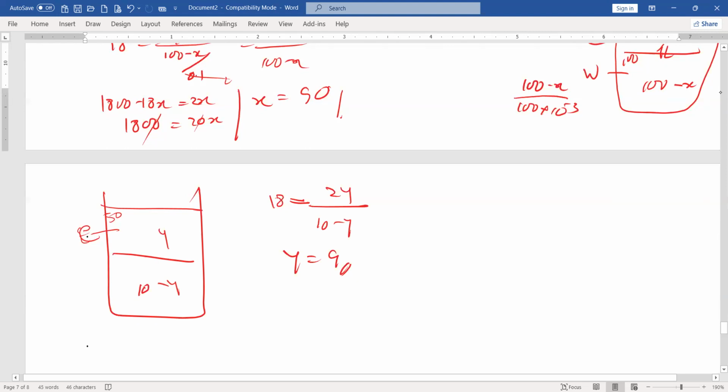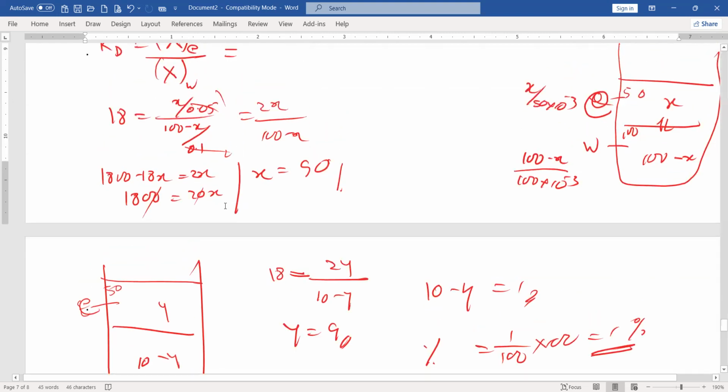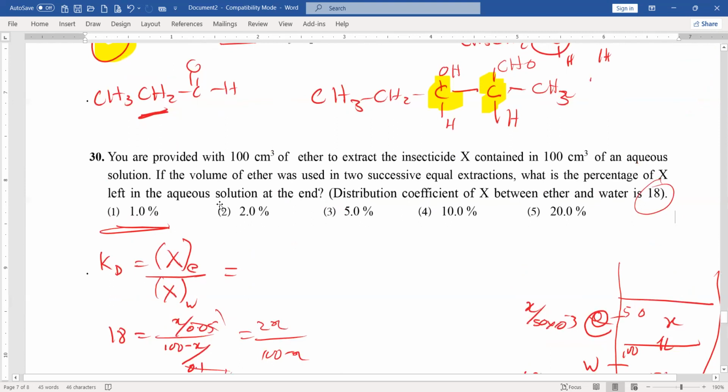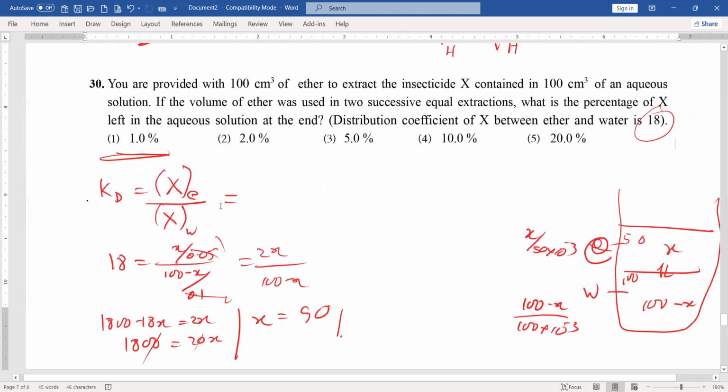So 9. And then the remaining amount is 10 minus y. 10 minus y equals 1. That is 1 out of 100. Therefore, the percentage remaining is 1 over 100, where 100 is the initial amount we took, times 100. So it is 1%. So the answer is 1%. The first one will be the answer.